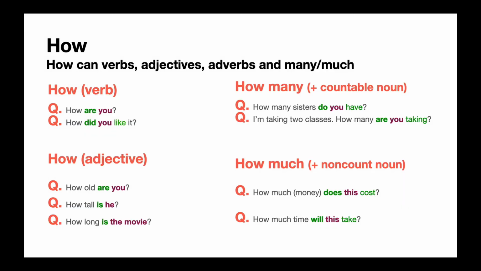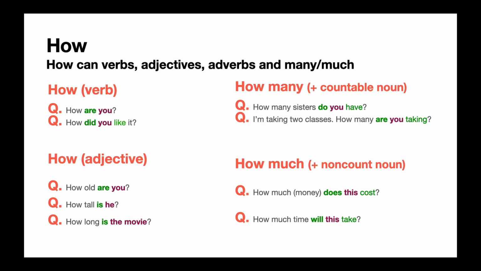Just like which or what, the question word how can be used with other words behind it. How can use verbs, adjectives, adverbs, and the words many or much. In our first example, we see how just as a regular question word, like how are you, or how did you like it. Down below, we can see how used with adjectives, like how old are you, how tall is he, or how long is the movie.